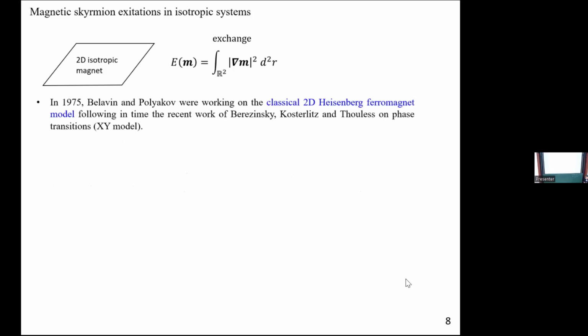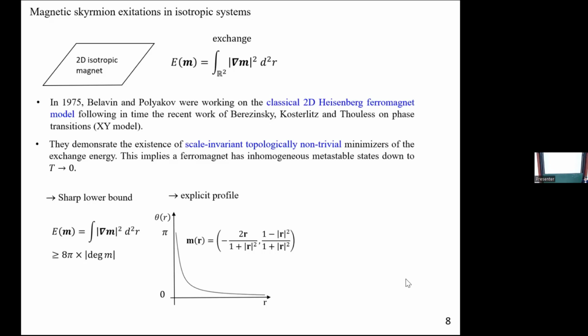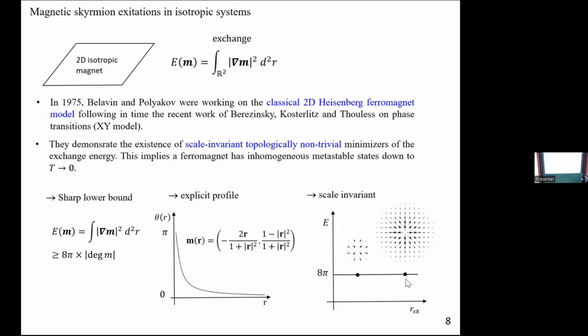Okay, so from the point of view of the theory, there is an important paper from Belavin from 1975. He was working on the classical 2D Heisenberg model. At that time, there was some important work on phase transition on the XY model, and Belavin demonstrated the existence of scale invariant topological non-trivial minimizers of the exchange energy, and this has some implication on phase transition in ferromagnets. So he proved the existence of a sharp lower bound for this energy, which is 8 pi times the degree. And there is an explicit profile for the solution.